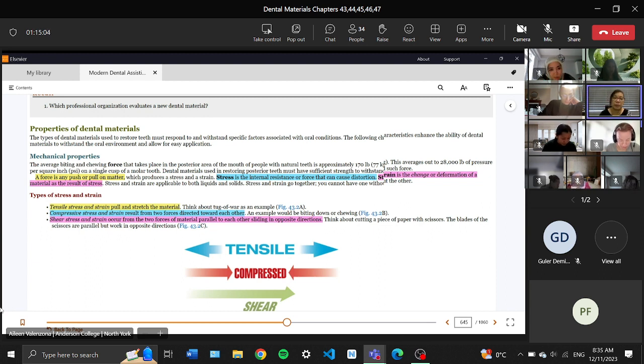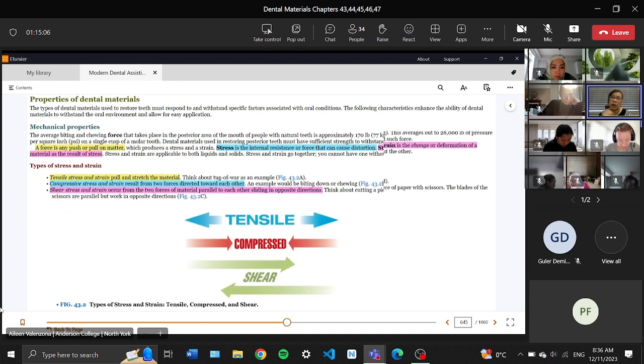They are partners. Now, types of stress and strain. We have three types of stress and strain, as you can see, and it's also in your book. Tensile stress and strain pull and stretch the material. Okay, pull, meaning both sides are pulling. That is the tensile stress and strain. Now we have the compressive stress and strain, which result from two forces directed toward each other. If tensile is pulling, compressive is pushing, both sides. That is compressive stress and strain.